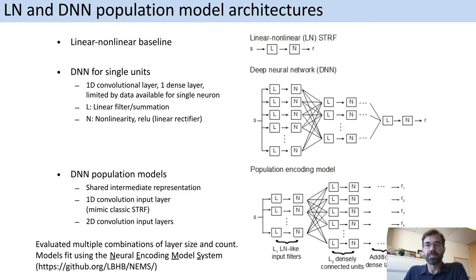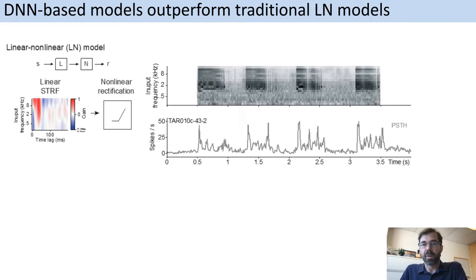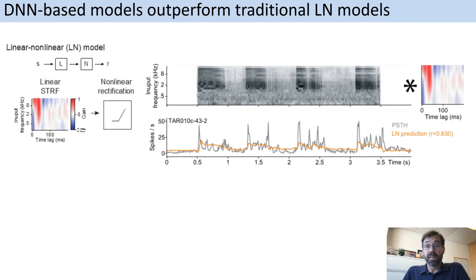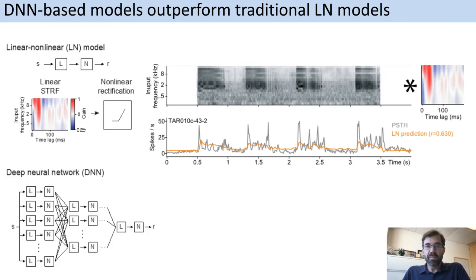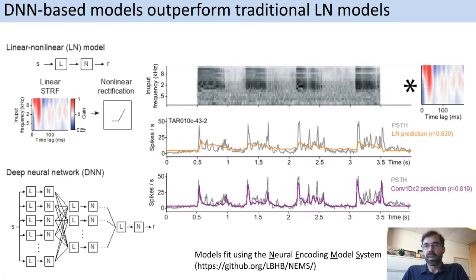So how did it do? Well, here's an example of the neuron that I showed you previously, where the actual response shows complex temporal dynamics. When we predict responses with this LN model, it fails to predict those responses. So then when we used a DNN model, implemented here using a 1D convolution in the architectures that I mentioned, it was able to capture quite a bit of the detail in the temporal response, as you can see in this purple plot that's overlaid at the bottom.